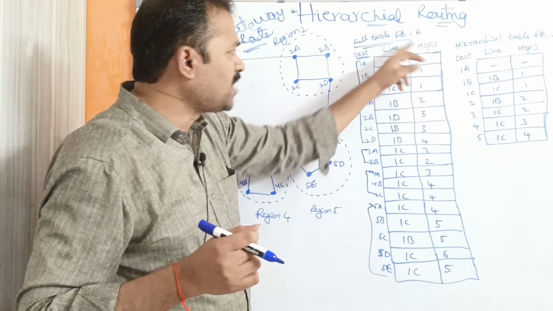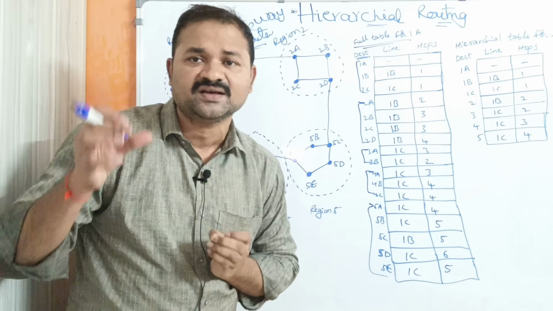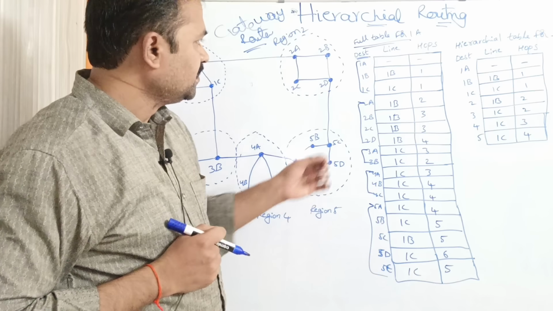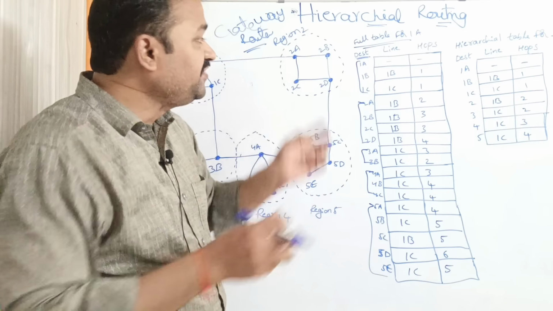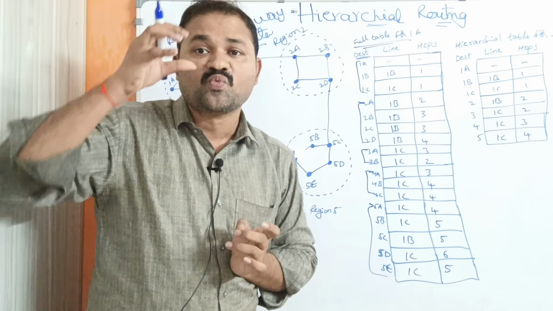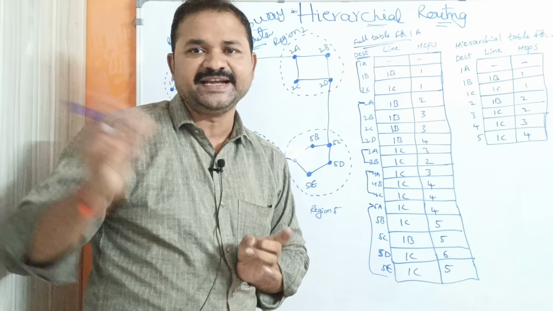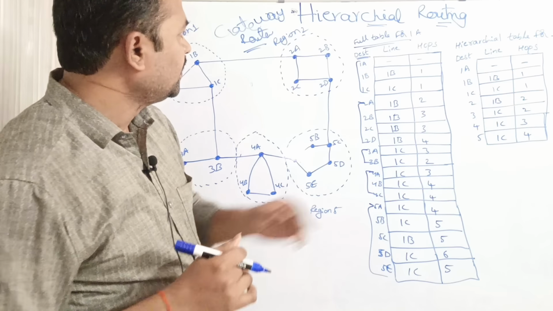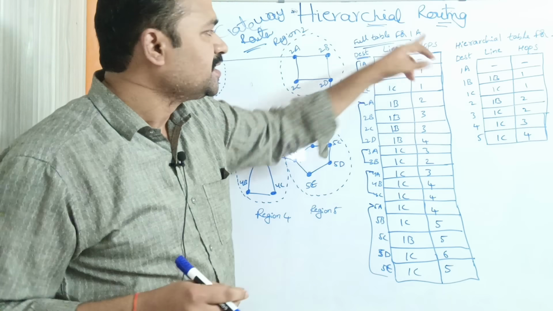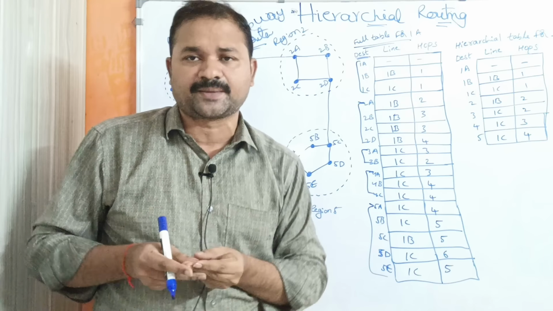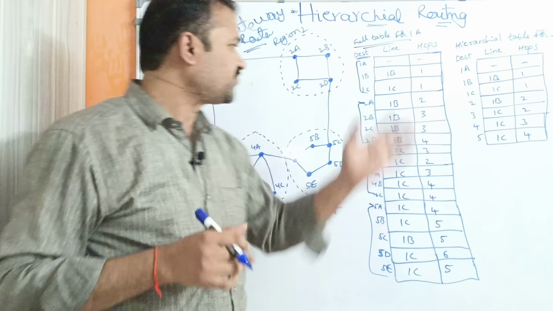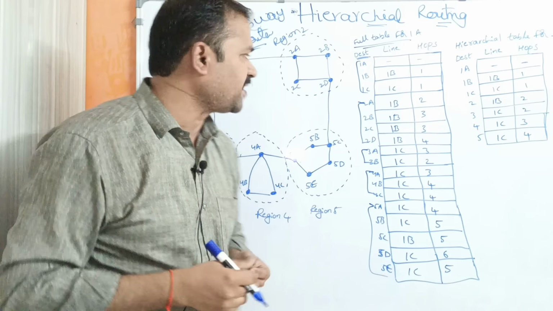Next, here we have two more columns. The first column is line. Line is nothing but a link or edge. So this line represents via which router we are sending the packet. And the next one is hop. Generally hop means router, but here hop means a link or edge. So let's see the explanation so that you will get perfect clarity.